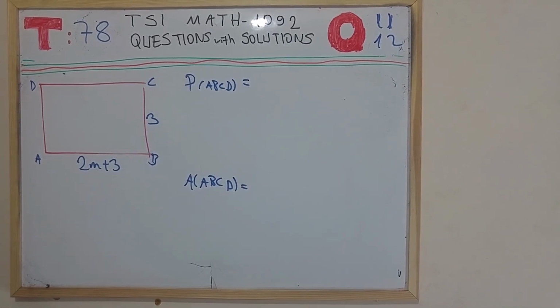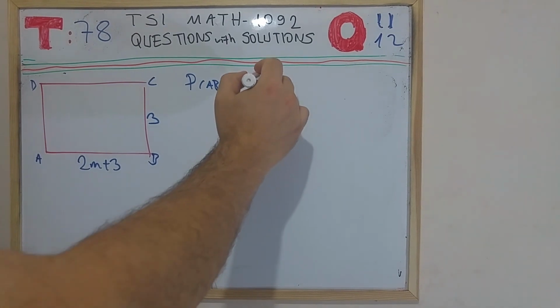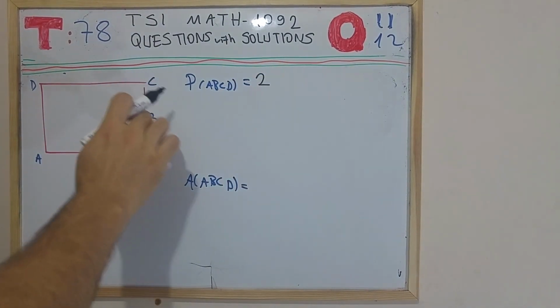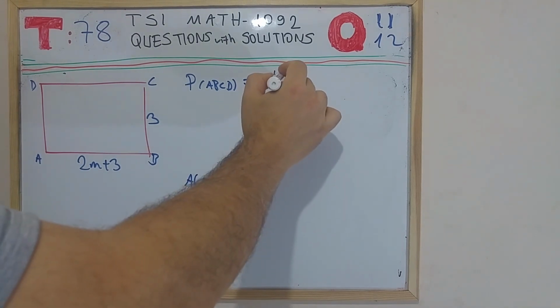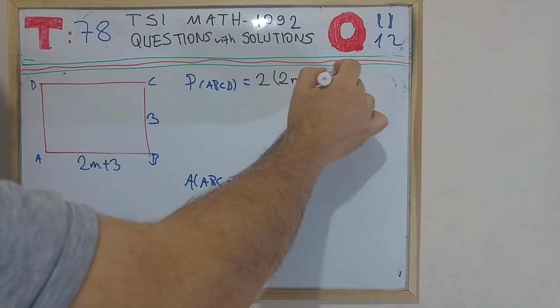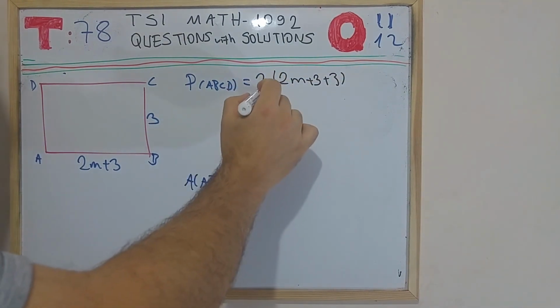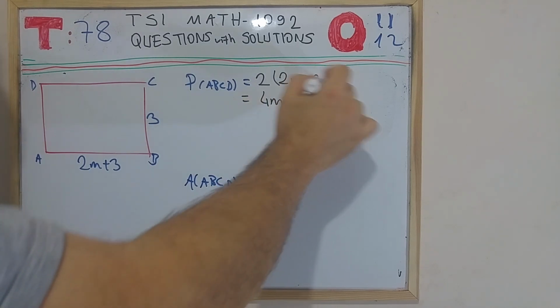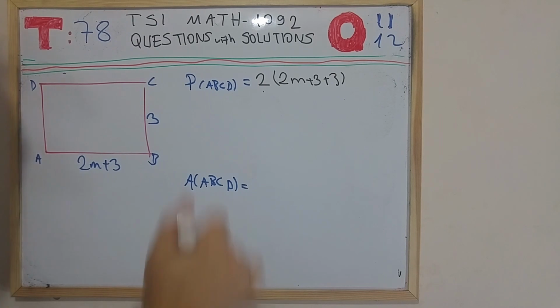Solving two questions in a row now. The perimeter of this rectangle, of all rectangles, is equal to twice the sum of their sides, and what we have here is 2m plus 3 plus 3. That makes 2m plus 6 here. Let me do it correctly, let me do it slowly.